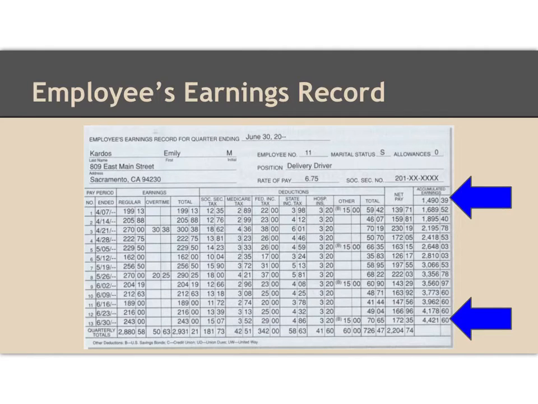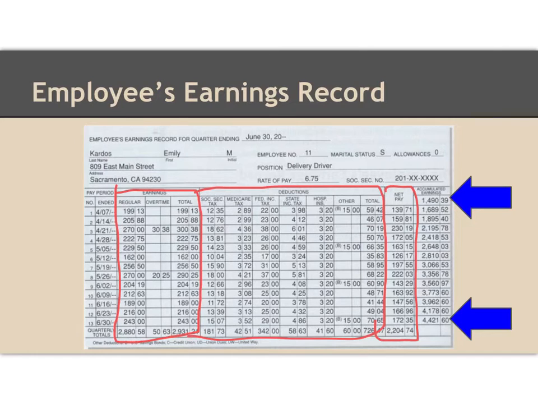Here's what the employee's earnings record looks like, and if you're seeing that there's a lot of similarities to the information on the payroll register, you are correct. Many of the columns are identical to what you would find on the payroll register. We would have areas to describe the total earnings, as well as breaking it down between regular and overtime. We have all of the various deductions along with the total of the deductions, and we have a net pay area.